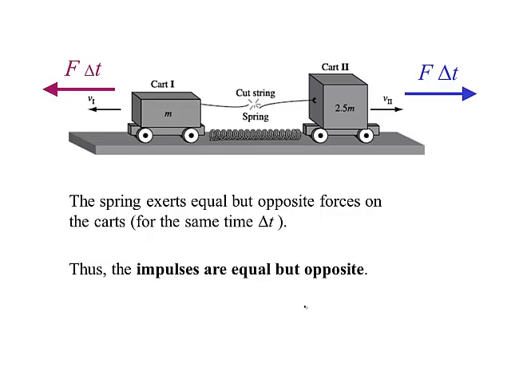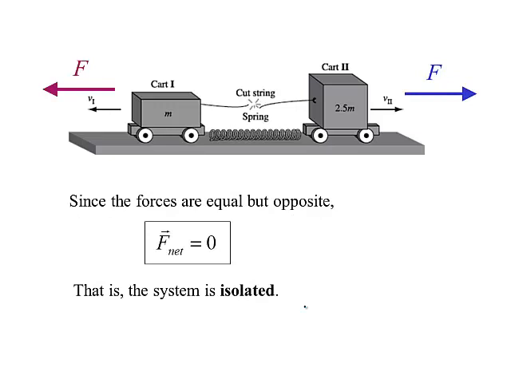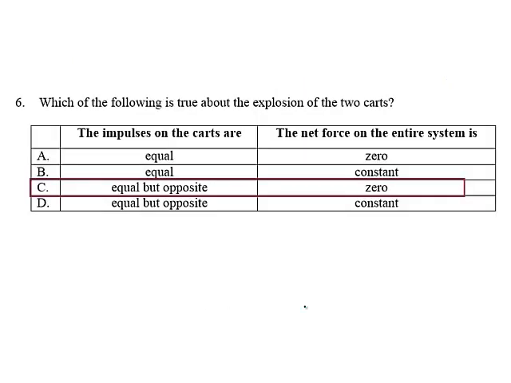For the next one, the spring exerts equal but opposite forces on the carts for the same time, delta t. Thus the impulses are equal but opposite. Since the forces are equal but opposite, the net force on the system is 0. That is, the system is isolated. So which of the following is true about the explosion of the two carts? Impulses are equal but opposite, and the net force on the entire system is 0 because it's isolated.